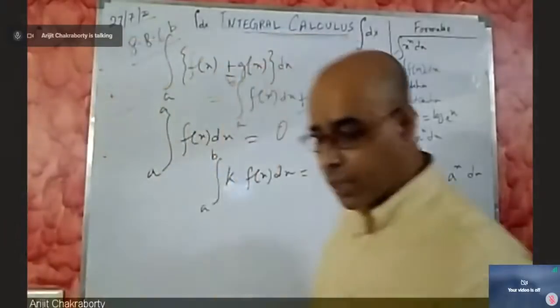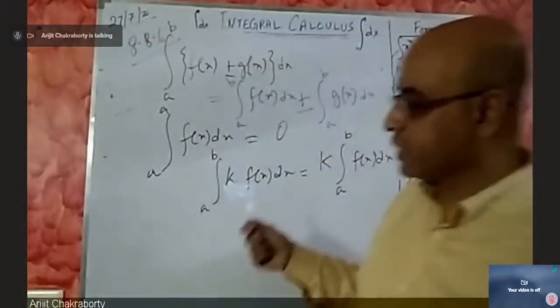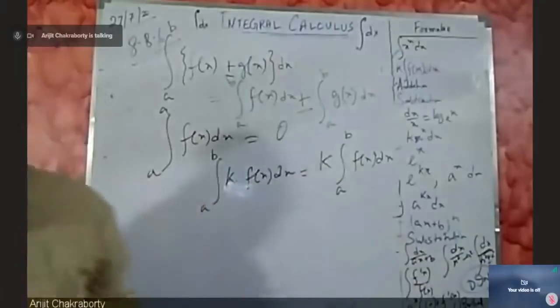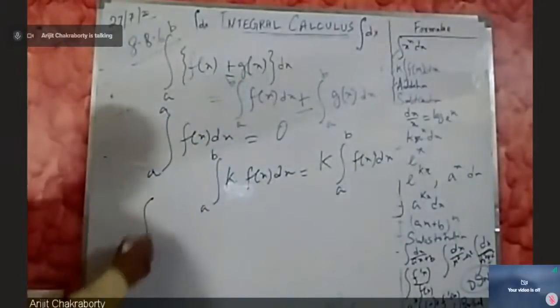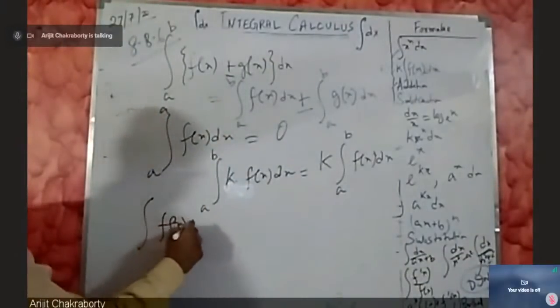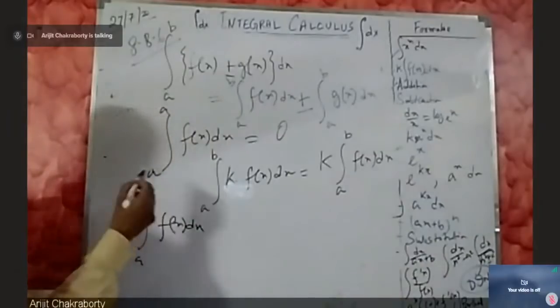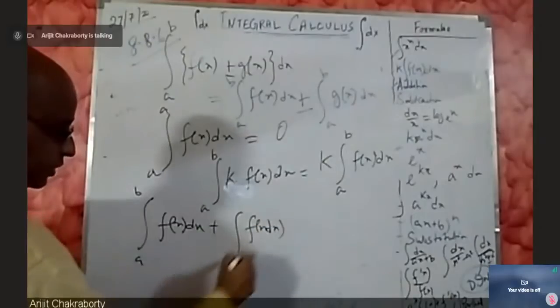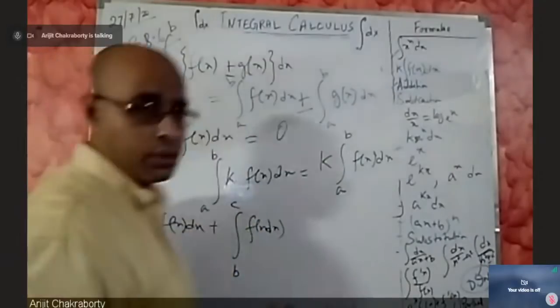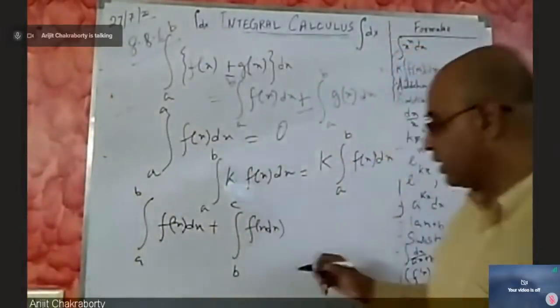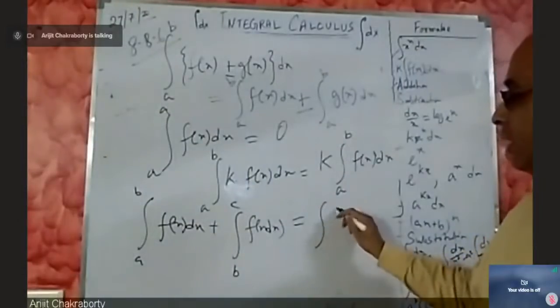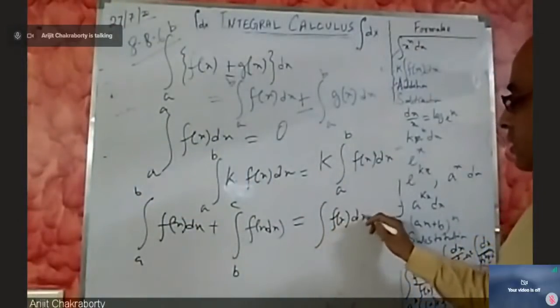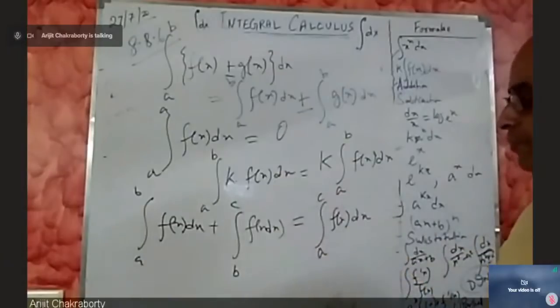And the last rule is the interval rule, which says that if you have a particular expression like this, f(x) dx from a to b plus f(x) dx from b to c, so you have a to b and b to c, then the answer will be f(x) dx from a to c.